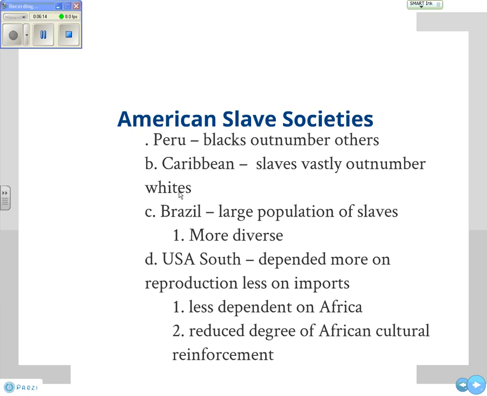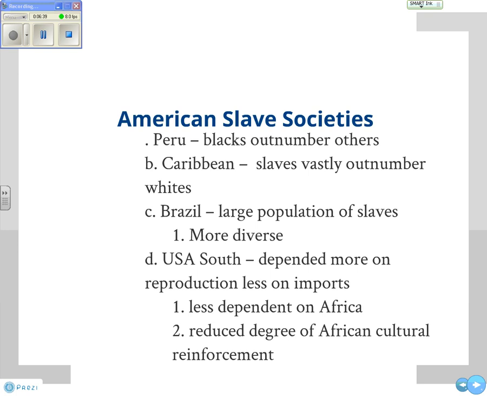The U.S. South depended more on reproduction and less on imports of slaves. In other words, they're less dependent upon Africa for new slaves. The 500,000 they bring in include a lot of women, and they're encouraged to have children, and so they don't need to step out and buy from other places. It also reduces the degree of African cultural reinforcement.